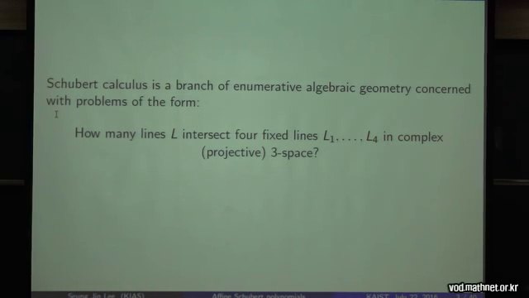So the question is as follows. There are four fixed lines L1 through L4 in three-dimensional space. You can just imagine that we have lines in R3. And the question is how many lines L intersect with all four given lines. First of all, the answer may depend on the lines L1 through L4, but it turns out that if the lines are general enough, then the answer is finite, and the answer is equal to 2.